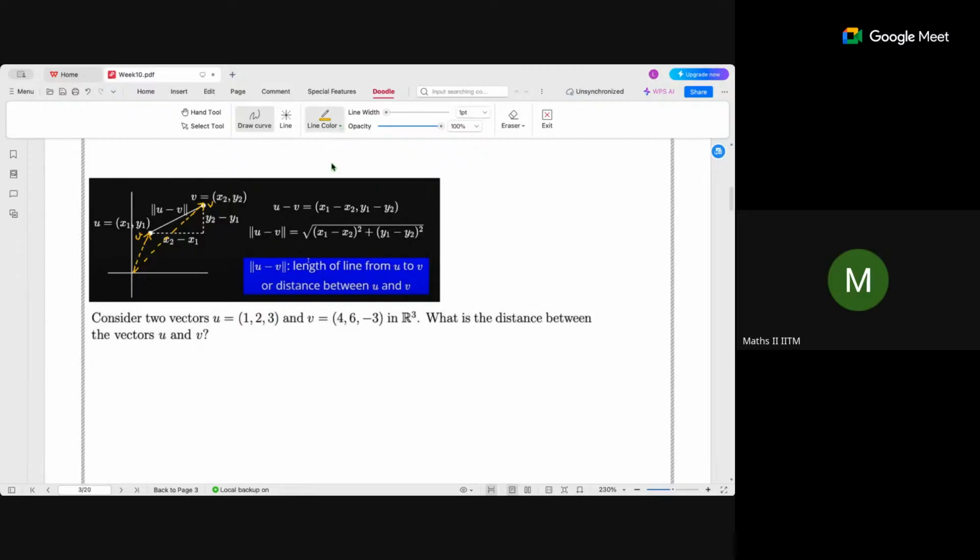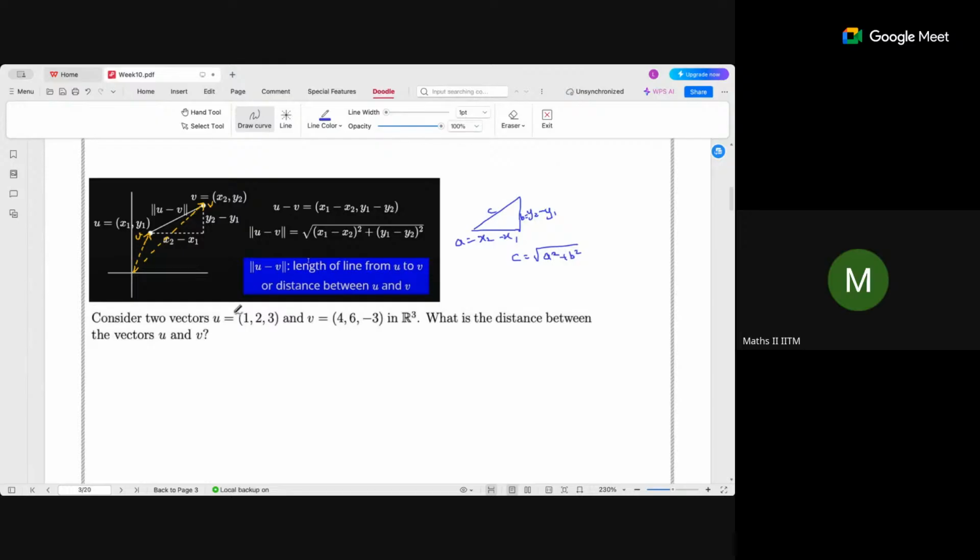Because you have a right angle triangle like this. So this is x2 minus x1 and this is y2 minus y1. According to Pythagoras theorem, let's say this is A, this is B. So what is C then? C is equal to the square root of A square plus B square, using Pythagoras theorem. The same property is used here. So the distance between u and v, norm of u minus v, is this. The exact same concept we can apply here as well.